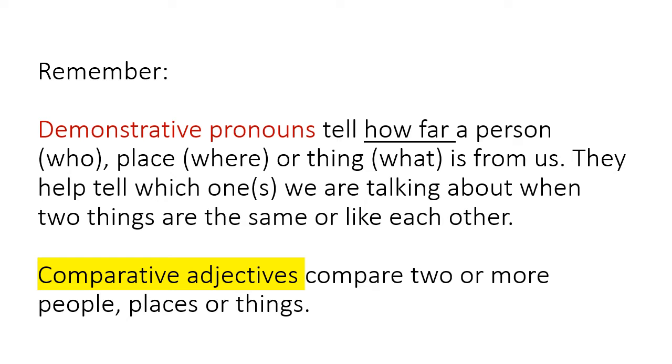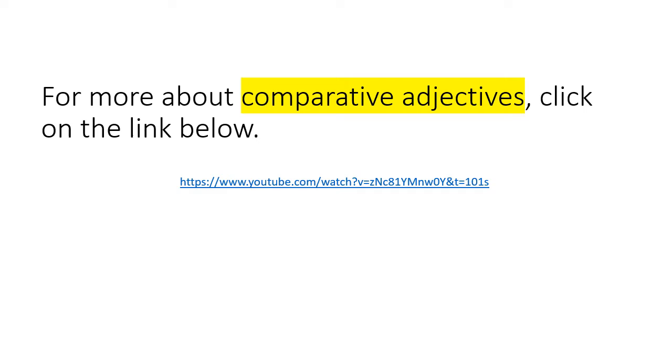So remember, demonstrative pronouns are words that tell how far a person, that's who, a place, where, or a thing, what, is from us. They help tell which one or ones we are talking about when two things are the same or like each other. Comparative adjectives compare two or more people, places, or things. For more about comparative adjectives, click on the link below. This is the lesson on comparative adjectives if you don't remember.